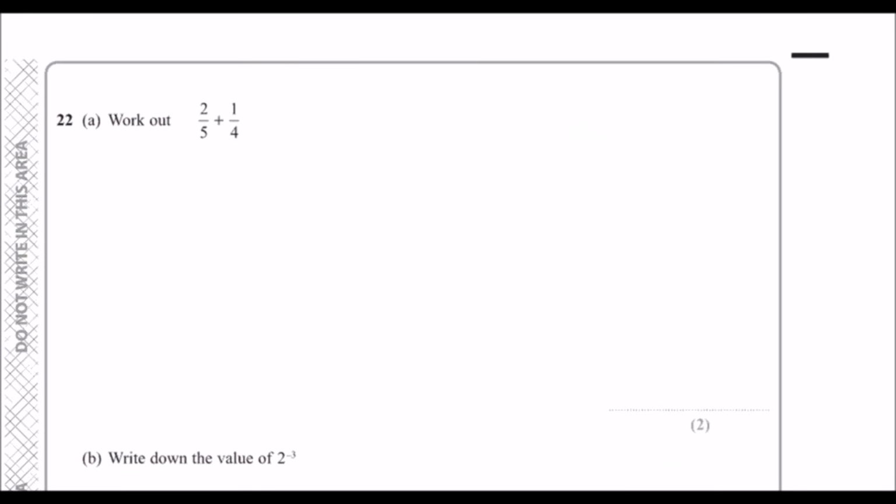Question 22. Work out 2/5 plus 1/4. So to add fractions, we need to make the bottom numbers the same, denominators the same. So if we times the left one by 4, times the right one by 5, that gives us 8/20 plus 5/20, which is 13/20.